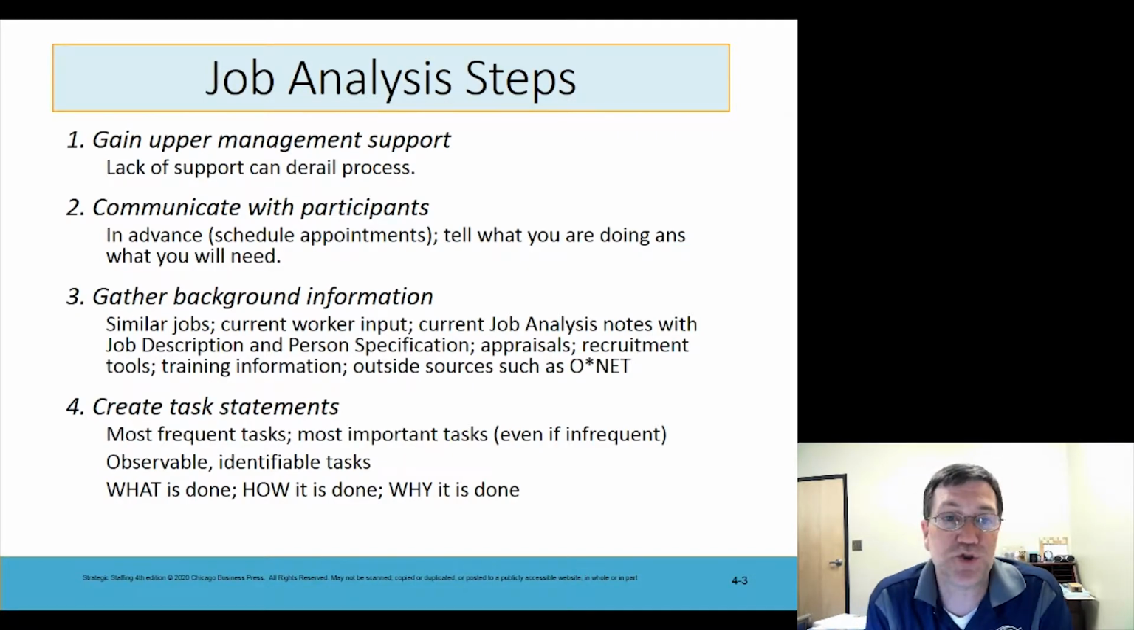That's a test question. What's the first step? Is getting the support of the people who can kill the whole project just by snapping their fingers, or who can give you the resources you need to get it done. Once you have the upper management support, step number 2 is to communicate with the participants. And generally speaking, in advance, communicate with them what you need, what you're trying to accomplish, why it benefits them, what you are and are not trying to do.